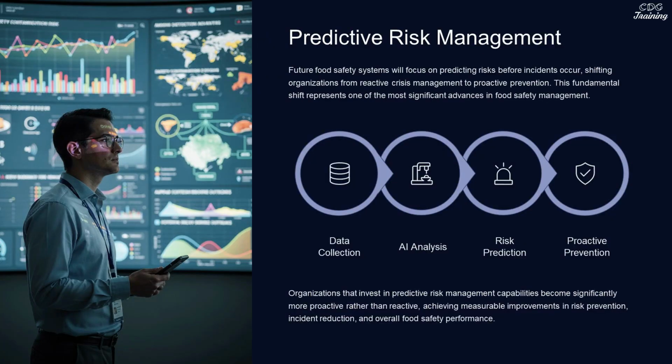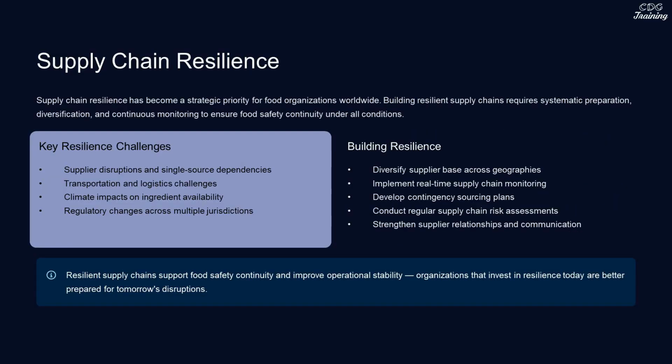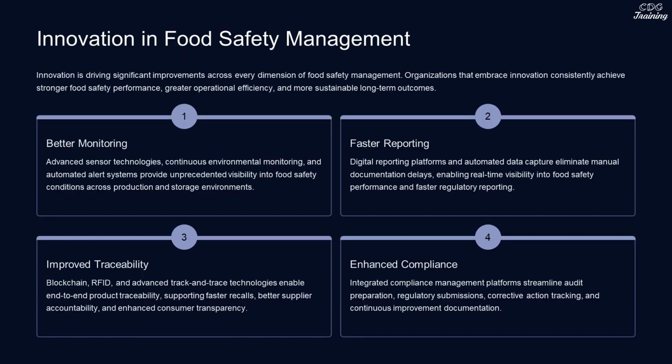Predictive risk management focuses on anticipating risks before they occur, shifting organizations from reactive to proactive prevention. Building supply chain resilience is essential for food safety continuity, requiring strategic preparation and continuous monitoring. Innovation is driving improvements in food safety management, enhancing monitoring, reporting, traceability, and compliance.